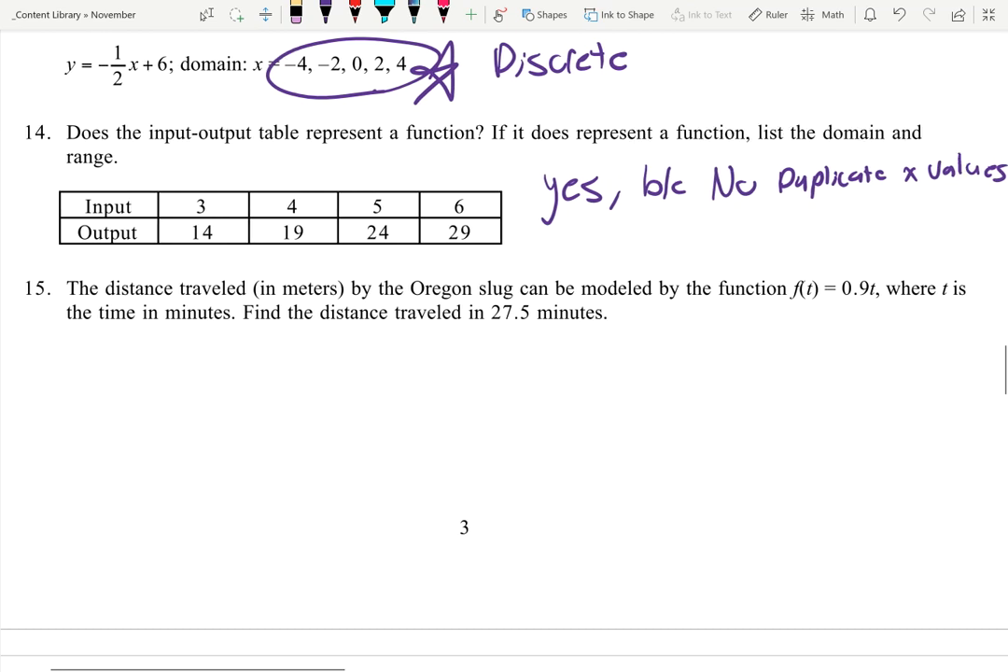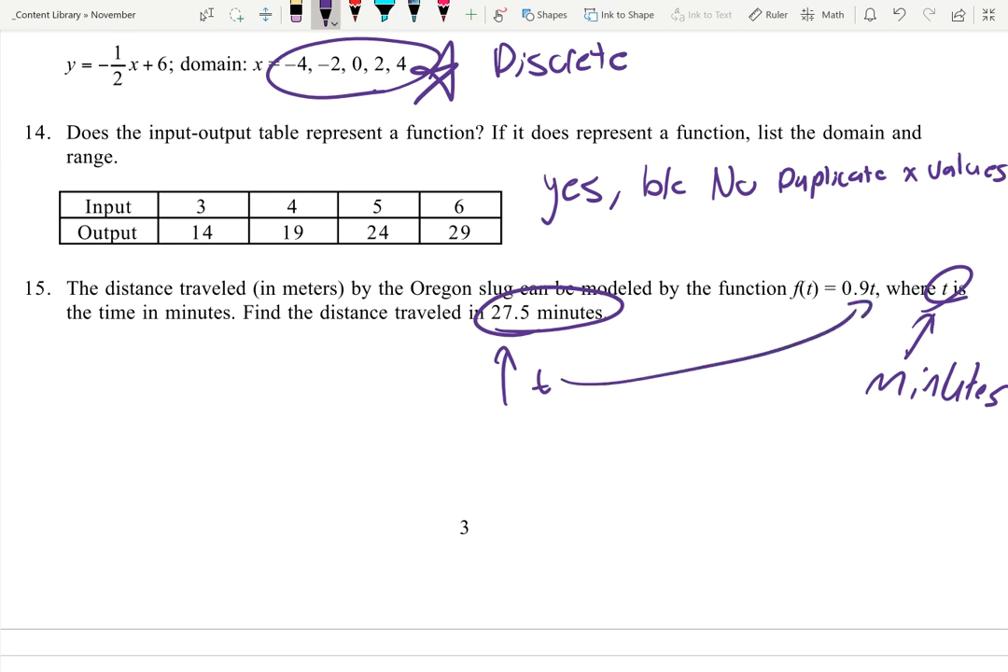And the last one, the distance traveled in meters by the Oregon slide can be modeled by the function f of t equals 0.9t, where t is the time in minutes. Find the distance traveled in 27.5 minutes. So remember, t is minutes, and it's telling us 27.5 minutes. So guess what? That is t. So we're just going to plug that in for t.